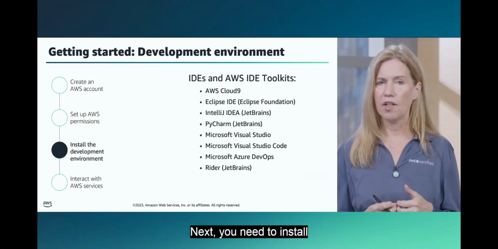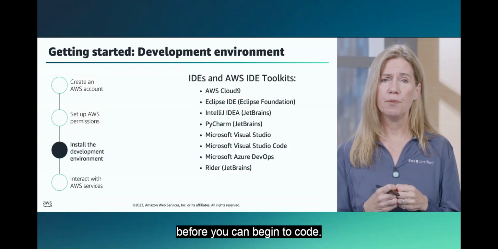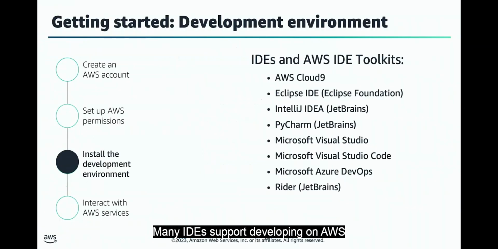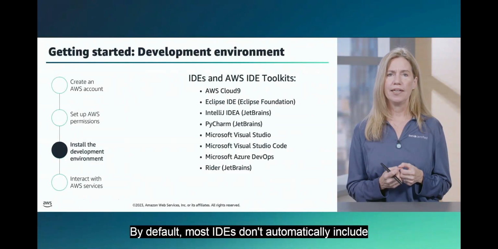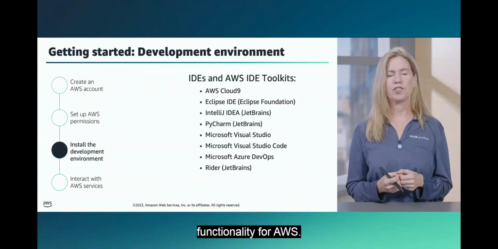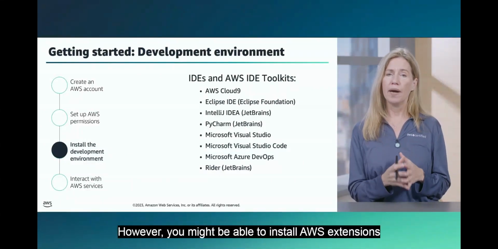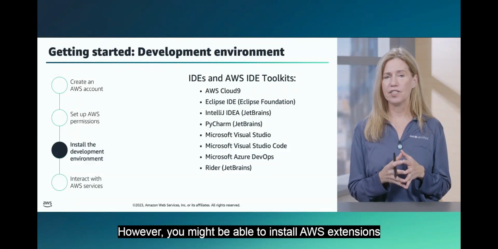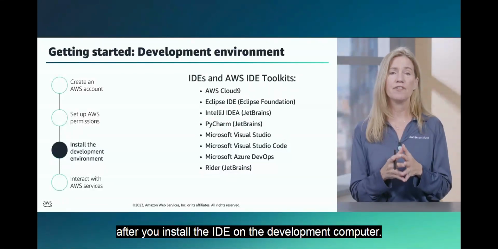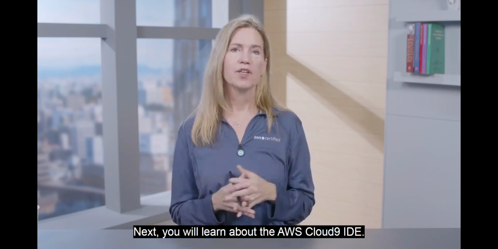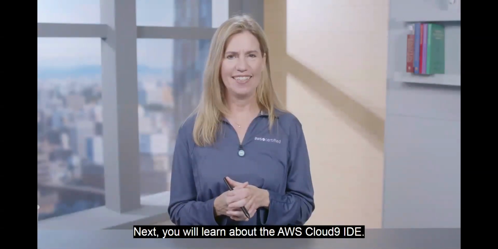Next, you need to install and configure a development environment before you can begin to code. Many IDEs support developing on AWS, and some offer additional features that work with AWS. Examples of IDEs include Eclipse IDE, Microsoft Visual Studio, PyCharm, and Rider. By default, most IDEs don't automatically include functionality for AWS. However, you might be able to install AWS extensions after you install the IDE on the development computer. Next, you'll learn about the AWS Cloud9 IDE.